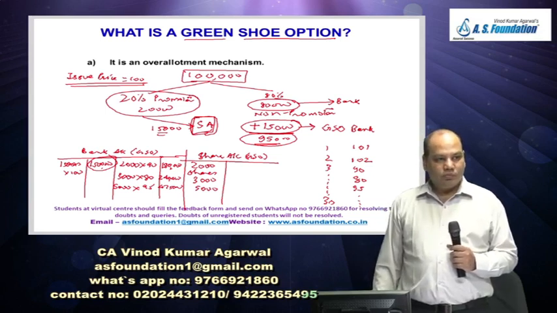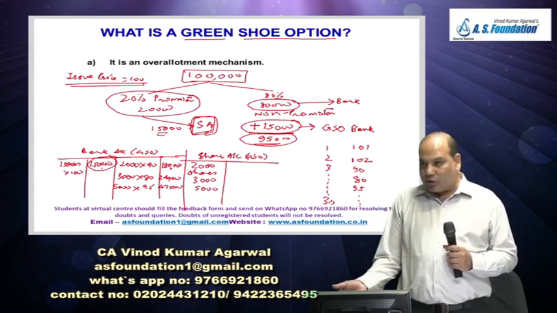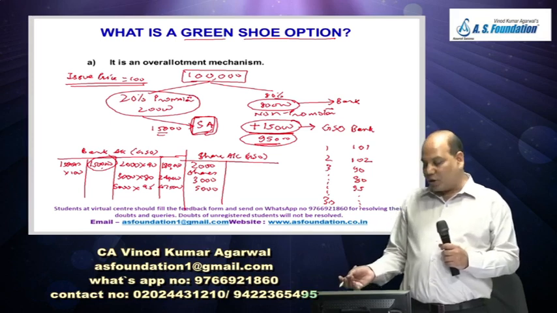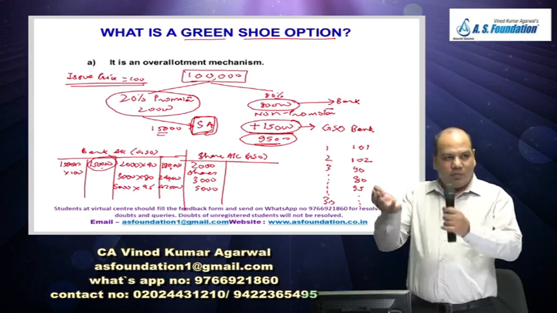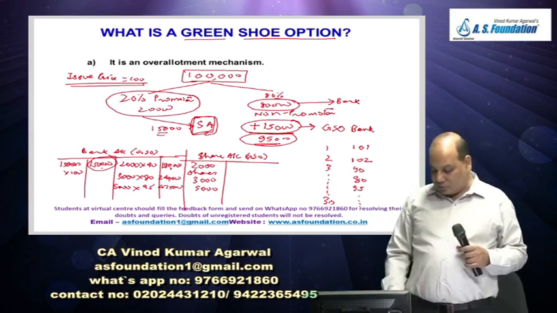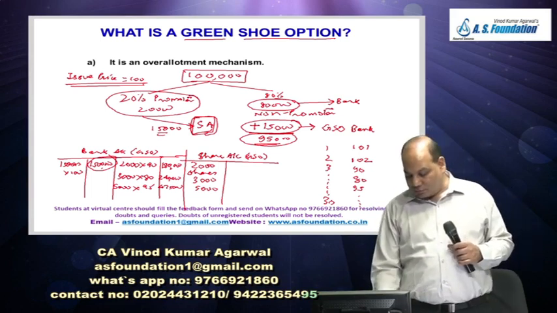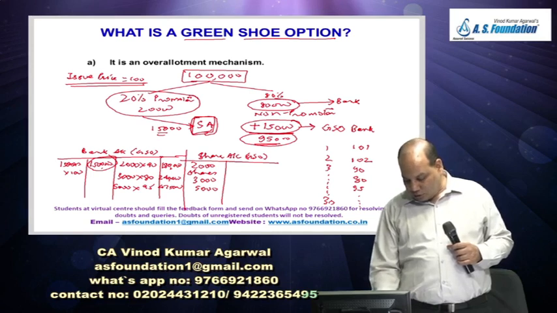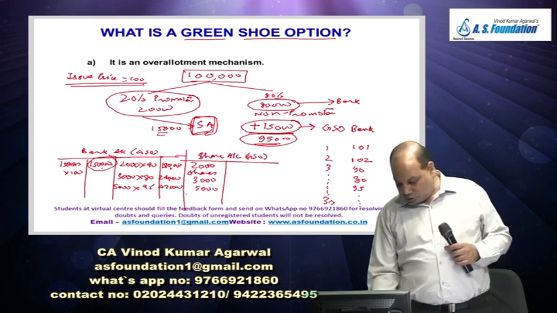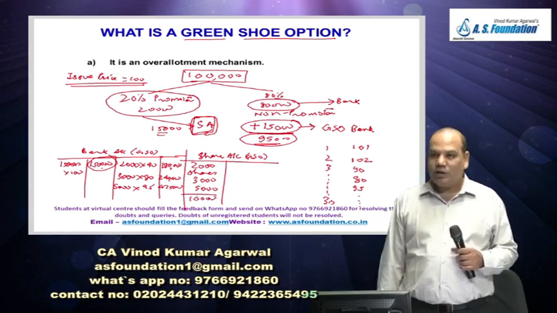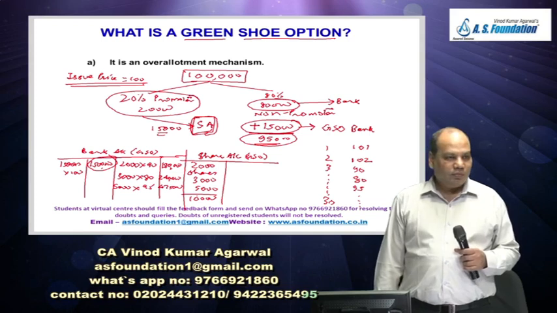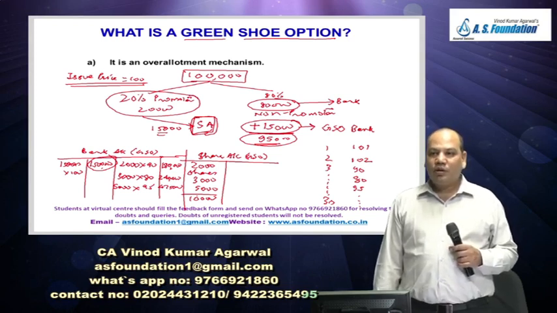So this way he tries to do the price stabilization, because when he buys the share, it creates demand in the stock market. So how many shares does he have now? He has 10,000 shares now. Suppose he could purchase only 10,000 shares.